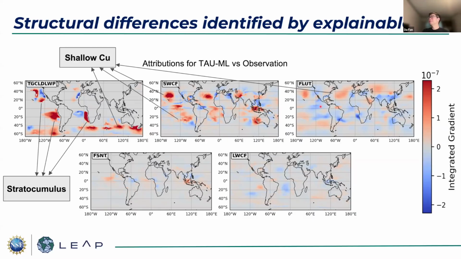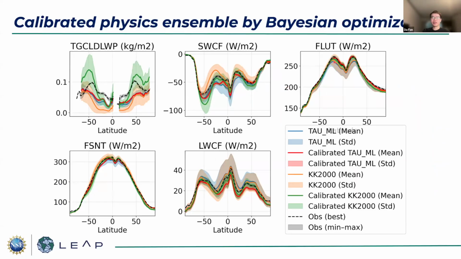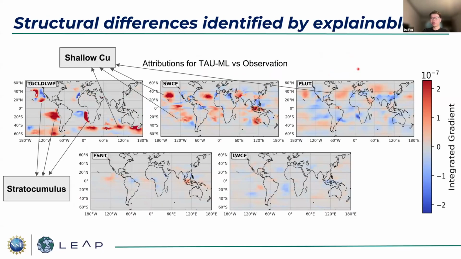So the difference in the long wave upward flux is likely from the limitations in the models rather than some parameters we changed. So that means you can see the long wave upward flux. There's a gap between the original KK, original tau ML ensemble, and the observations. And this explainable AI is just trying to attribute these differences to some regions, but that doesn't mean we changed some settings that affects the high level clouds.